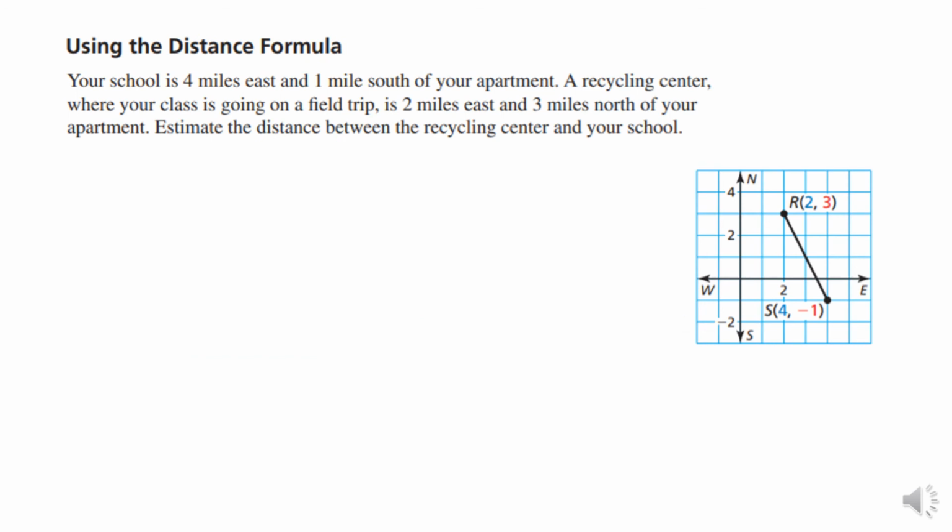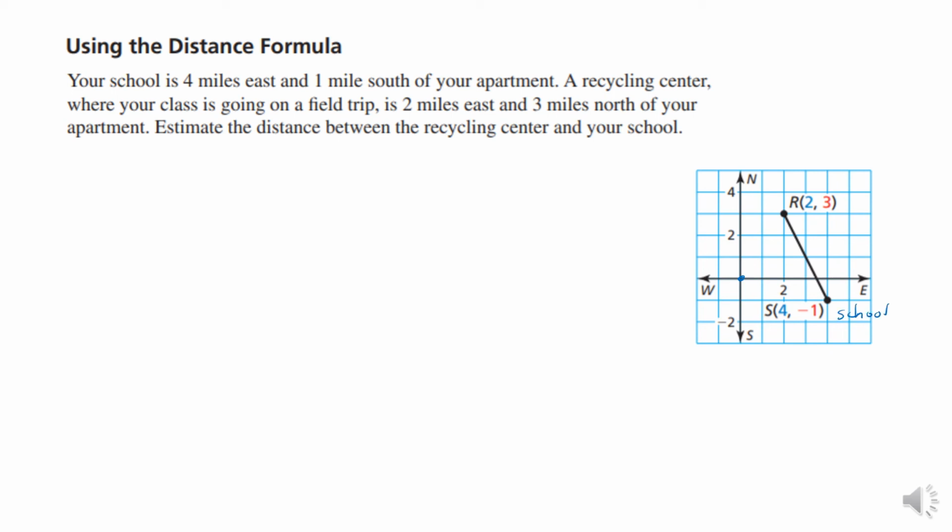So use the distance formula. Your school is 4 miles east and 1 mile south of your apartment. So we're going to say that this is your apartment. Okay? And 4 miles east and 1 down. So that is your school.